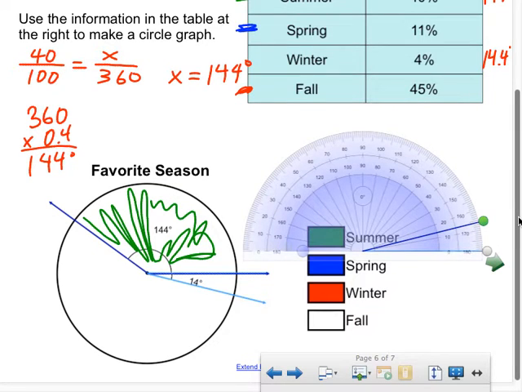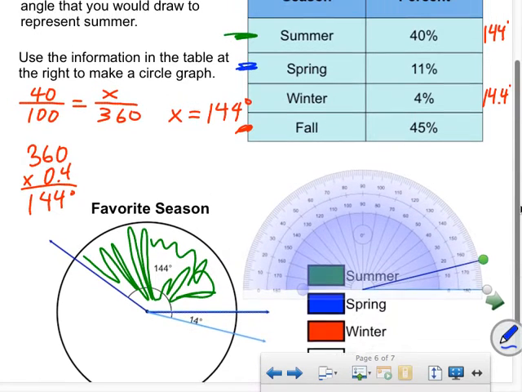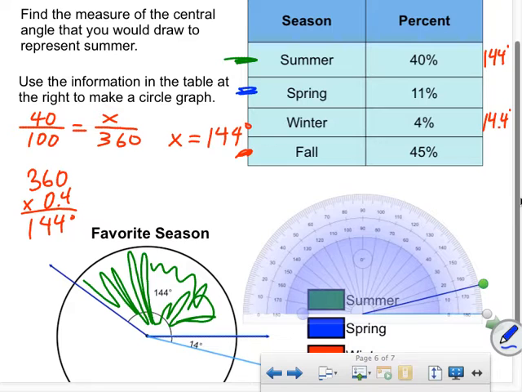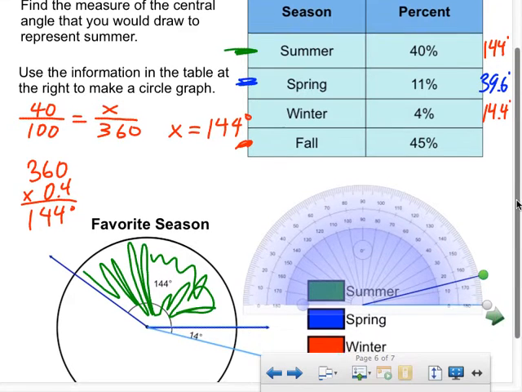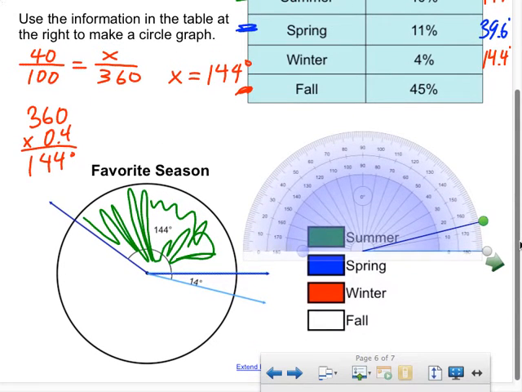Who got spring? What was the value for spring? Did anybody get that? What'd you get? 39 and 6/10. Okay, so that's almost 40 degrees. And then who got fall? What did you get for fall? Did anybody get fall? Yep. I got 59 degrees.